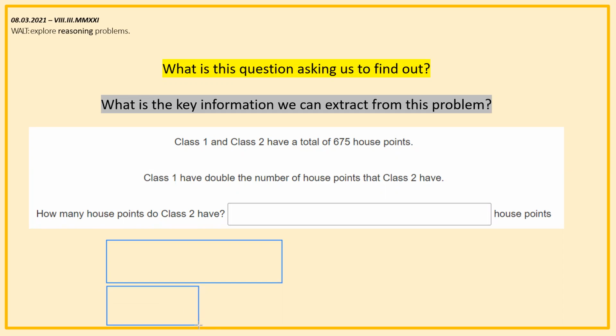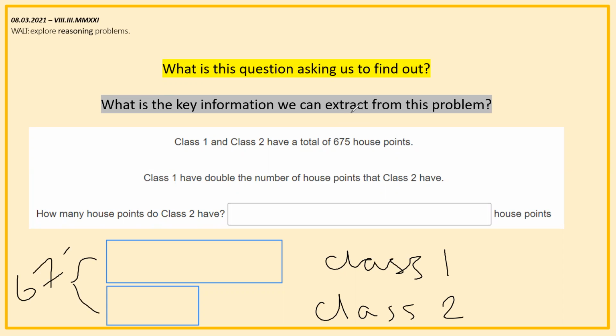Now, to represent this, I'm going to put a box here and a box here. I'm going to use the bar model. So this is going to be class 1, and this is class 2. And then in total, we've got 675. So what I've done here is I've taken my key information, that there's 675 points in total, and for this, class 1 have double class 2, I've drawn it in a bar model.